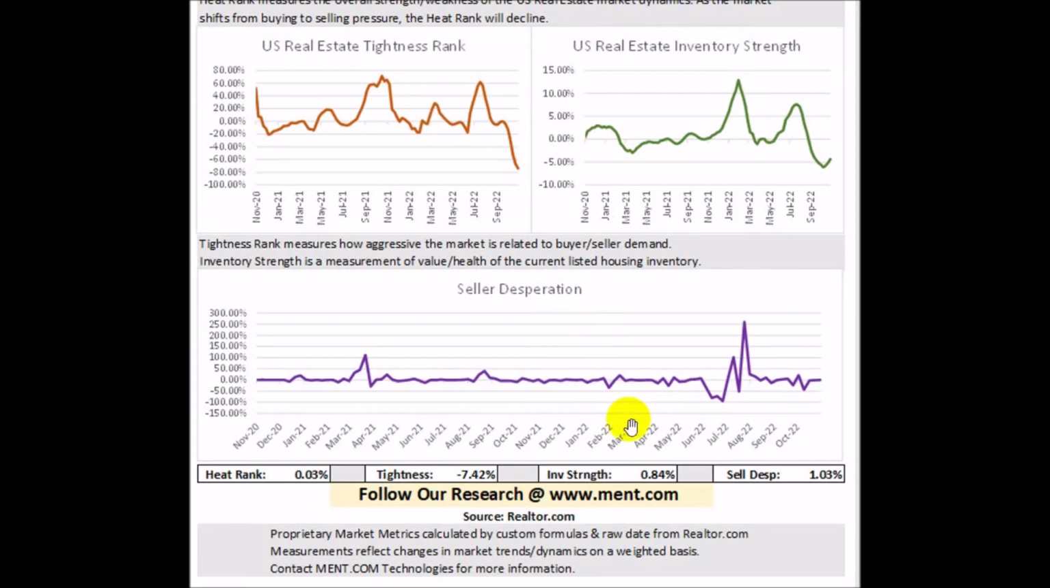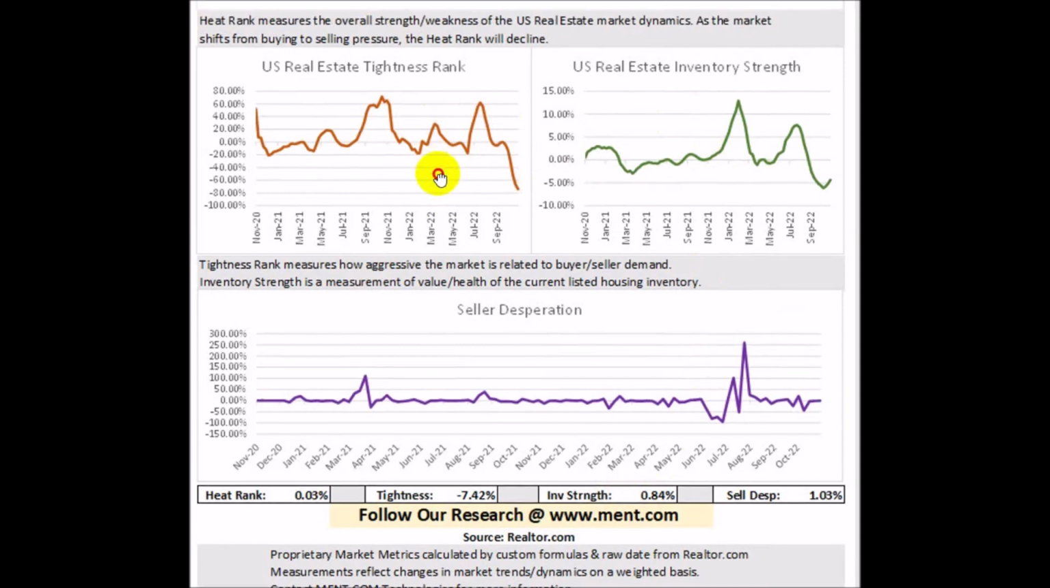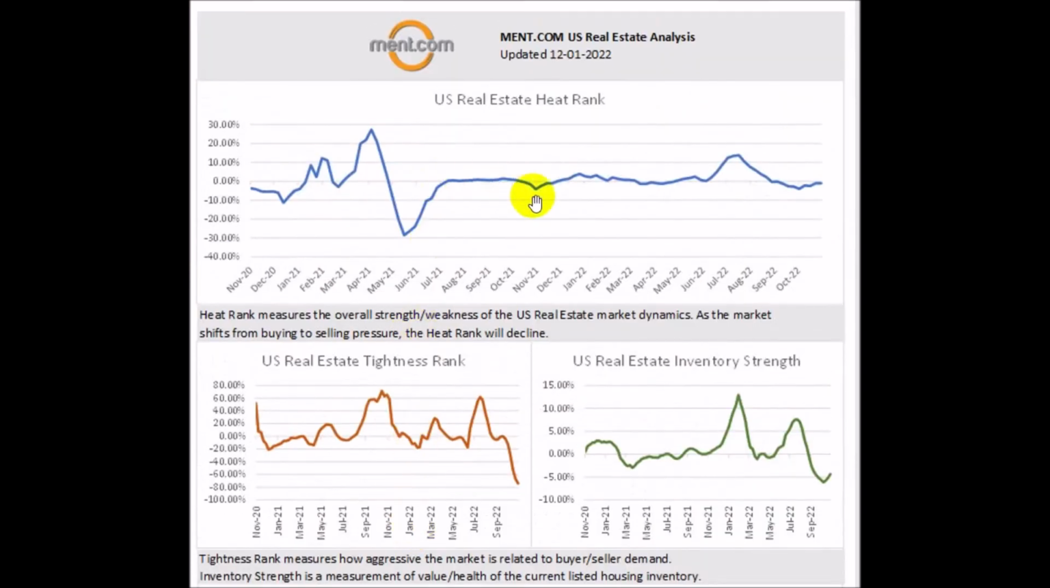What we have is a little bit of inventory strength, a little bit of seller desperation, moderate heat rank, and tightness has declined, meaning that the bottom is moving away. There are certain bombs falling in the market, but we're seeing generally no real indication of extreme downward trending yet. We are in a downward trend, ladies and gentlemen. It is moving downward. Inventories stacking up.